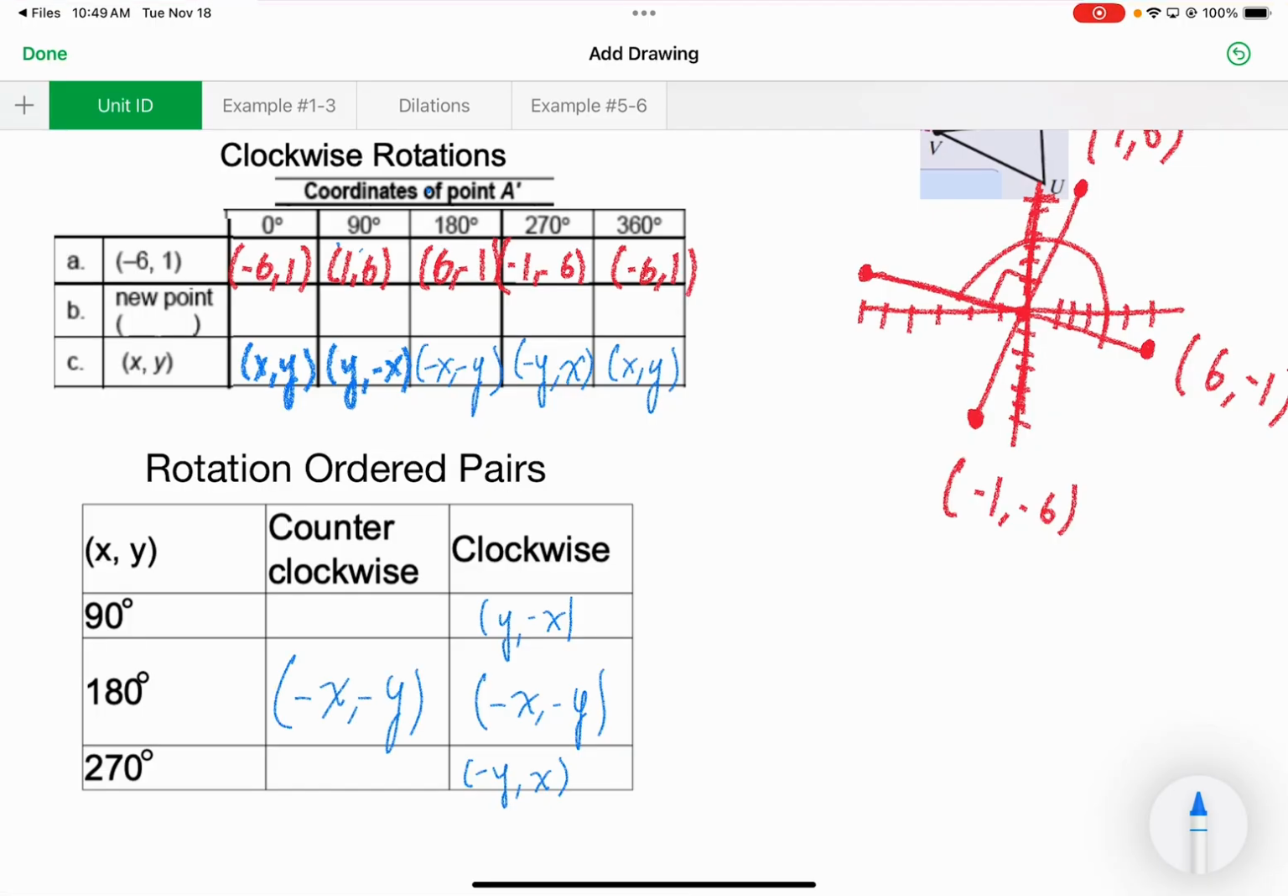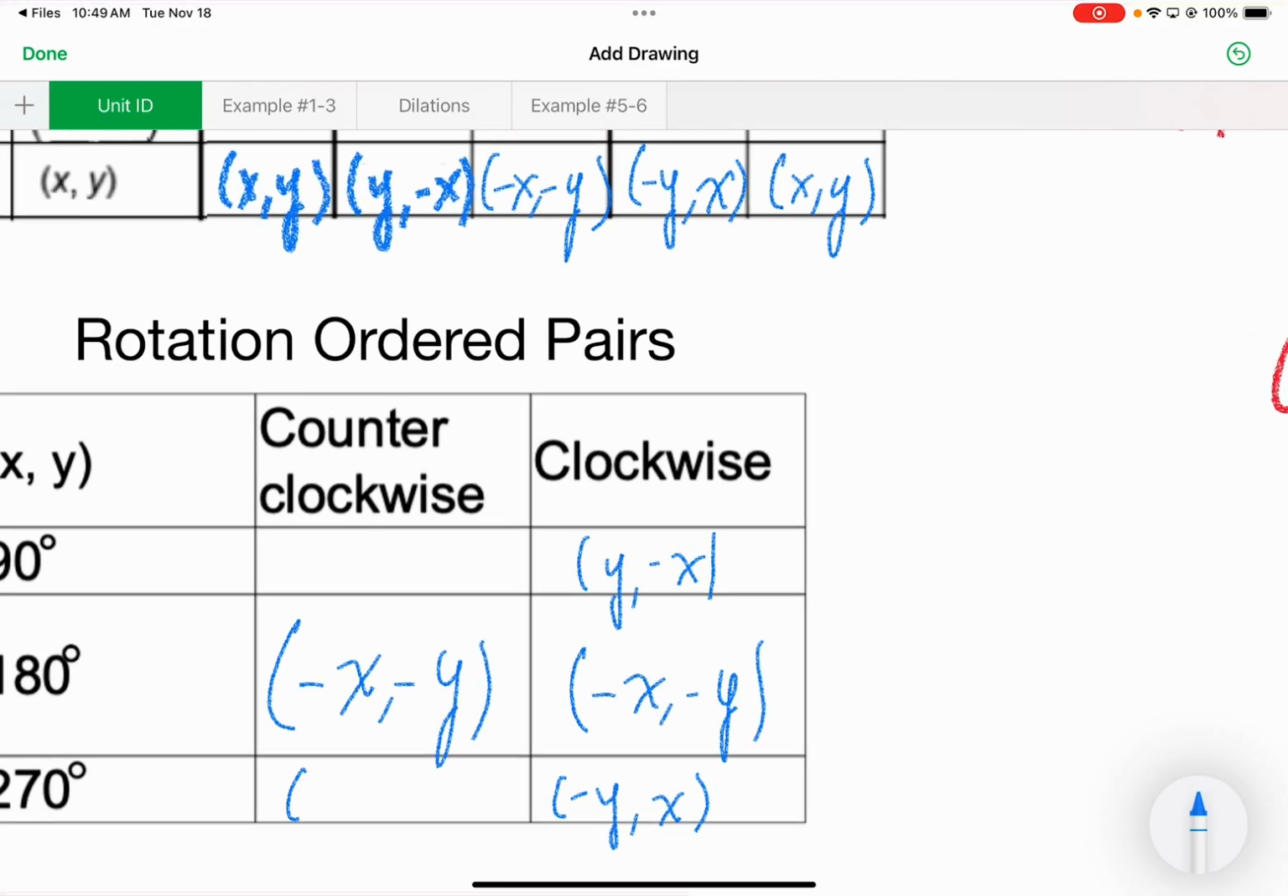What would you expect to happen for the 90 and 270? They would switch compared to what they were for clockwise, right? So for example, a 90 degrees clockwise rotation will be a 270 degrees counterclockwise rotation. So that means down here would be y, negative x, and then 90 would be negative y, x.